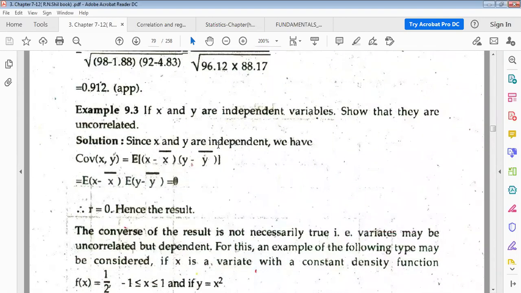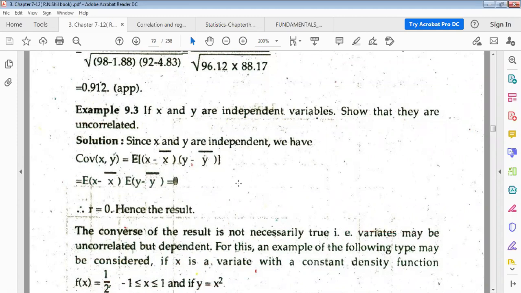Now example 9.3. If x and y are independent variables, show that they are uncorrelated. We have to prove this theorem. Since x and y are independent, what will the covariance of xy be? Expectation of (x minus x bar)(y minus y bar). This is the formula for covariance according to the definition of expectation. So it can be written as expectation of (x minus x bar) times expectation of (y minus y bar), which will be 0. Because covariance of xy equals 0.